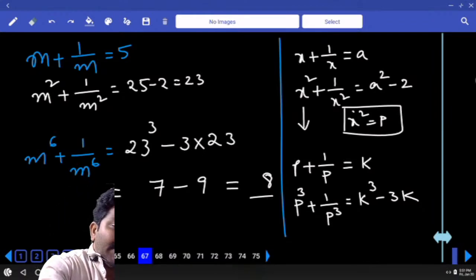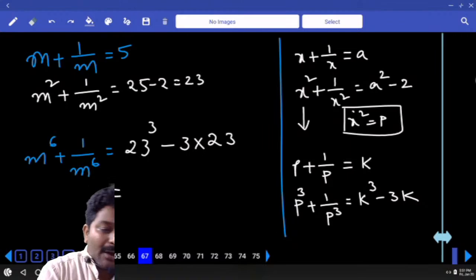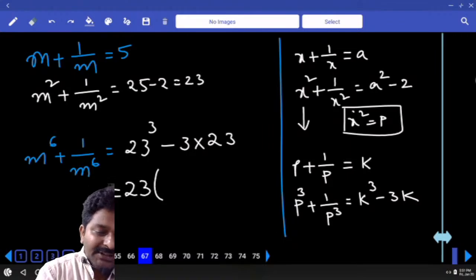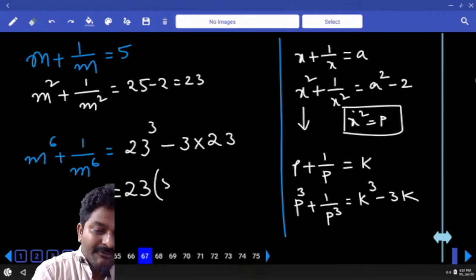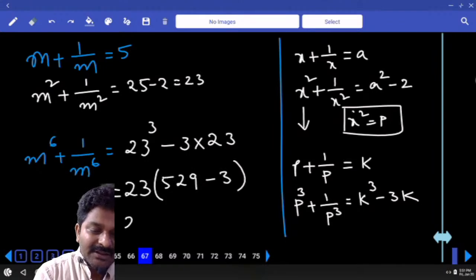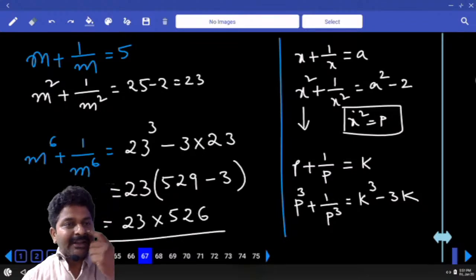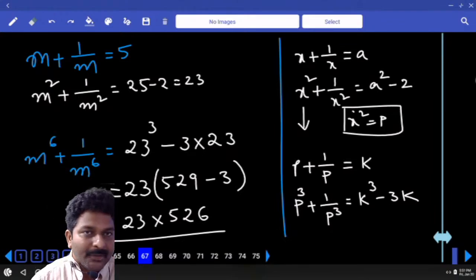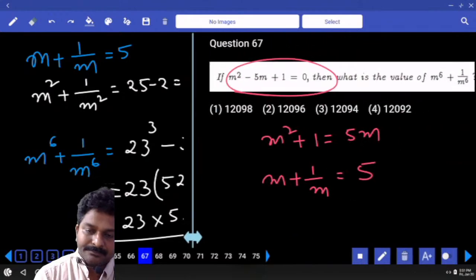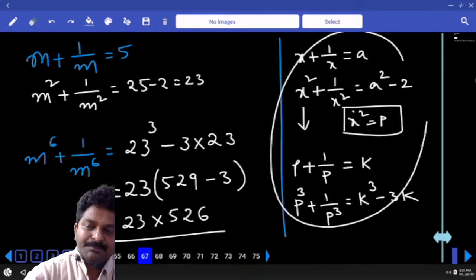Worst case, if multiple options are ending with 8, then I will take 23 common. From 23 cube, if you take 23 common, it is 23 square only. 529 minus 3. That is 23 times 526. This is how I will calculate. I will take 20 times and then I will add 3 times. Okay. So this concept is important.